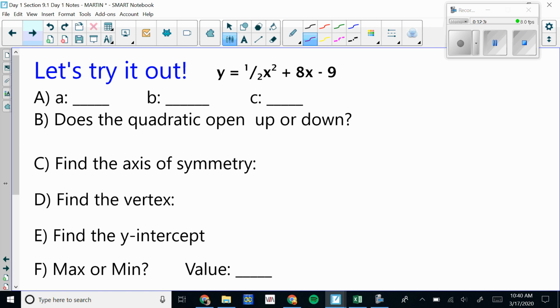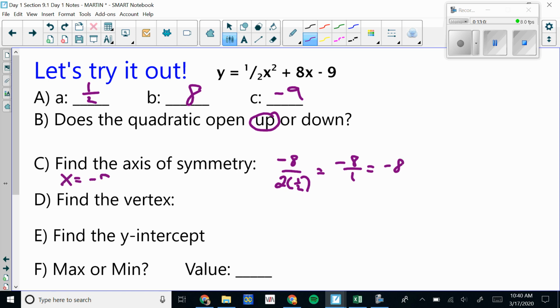Let's try another one. Go a little quicker this time. A is going to be 1/2, B is 8, and C is -9. This opens up because A is positive. The axis of symmetry is going to be -b over 2 times A. This is -8 over 1, which is just -8. I'm going to write that as x equals -8. To find the vertex, I'm going to plug in -8 for all those x values there.